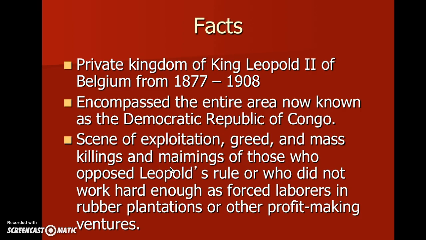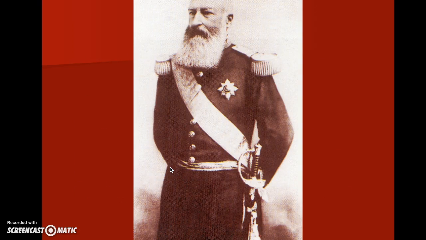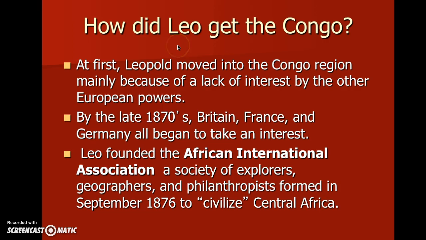This is the scene of exploitation, greed, and mass killings and maimings of those who Leopold rules, or who did not work hard enough as forced laborers in rubber plantations or other profit-making ventures. So that serves as our thesis. Here's King Leopold. Although one of the worst villains in history, he had one of the greatest beards. See how hard he works on that?